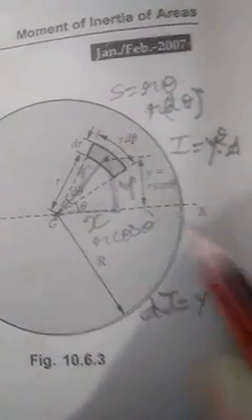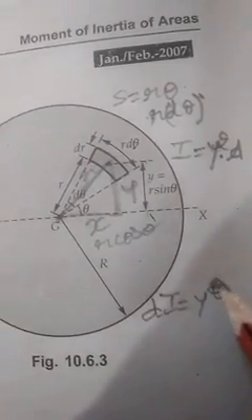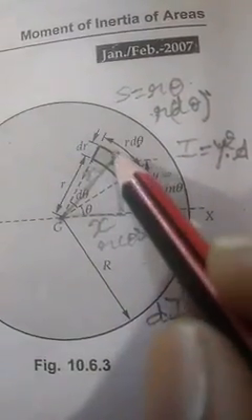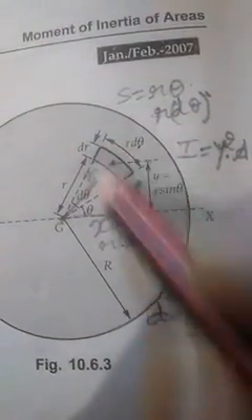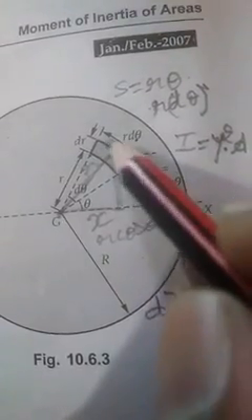Okay, so y square, the square of the distance, you have to take it, don't forget, it is the square of the distance, y square. So the area of the elemental area, the area of this element you are taking now, you have to take it as dA. Okay, so you can write it as dA.